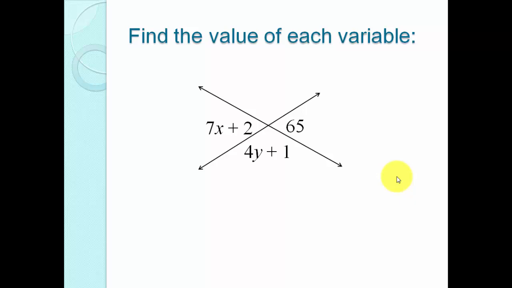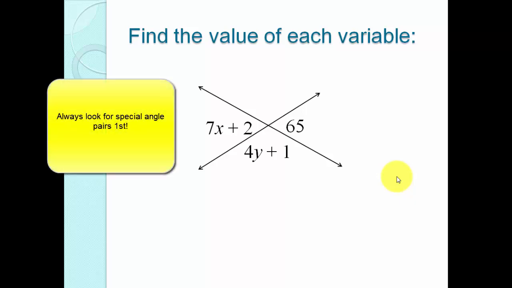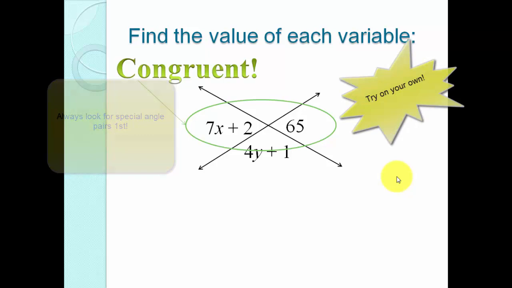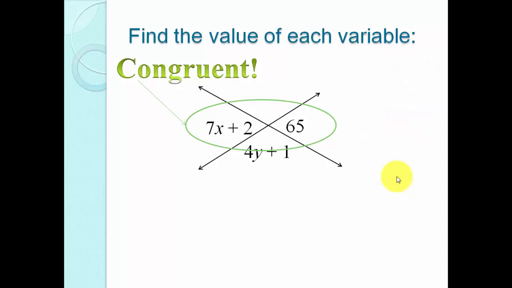So now we're going to try a couple examples using all the different things that we've learned today. This says find the value of each variable. Anytime you are given a diagram, you first need to look for the different special angle pairs that you can find. The first one that I notice is these two angles, which are going to be congruent because they're vertical angles. So immediately I can write an equation because I know if two things are congruent, they are equal. So I have 7x plus 2 is equal to 65. 7x is equal to 63, which means x is equal to 9.